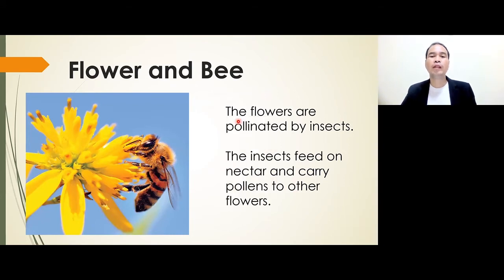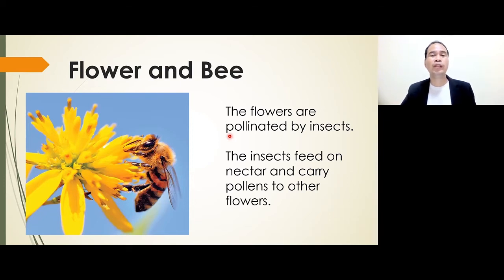So the flowers are pollinated by insects. The insects feed on nectar and carry pollens to other flowers. Do you still remember what pollens are, and this word pollinated? Pollens are like the reproductive part of your flower, and they need insects or pollinators to transfer these pollens to another flower or spread them in another place. And that process of spreading the pollens is called pollination actually.